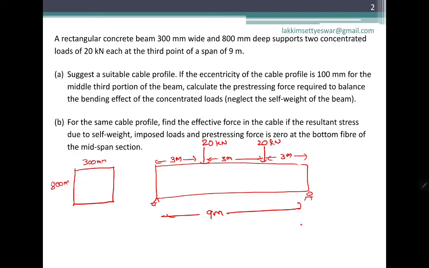So we follow the cable profile as per the bending moment diagram. For this loading we will get a bending moment diagram like this. So we choose the cable profile in this shape. So how much pre-stressing force is required, that we have to find.